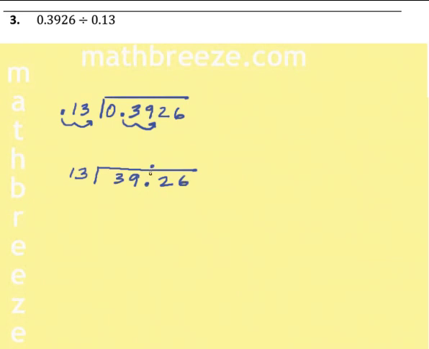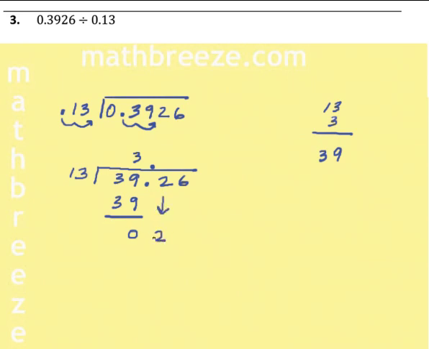And now, at this point, we're going to bring up the decimal point into the quotient. Okay, so now let's start our division. Let's try 13 times 3. And let's see, we get 39, so let's put that here. Okay, that's remainder 0. All right, now bring down the 2.